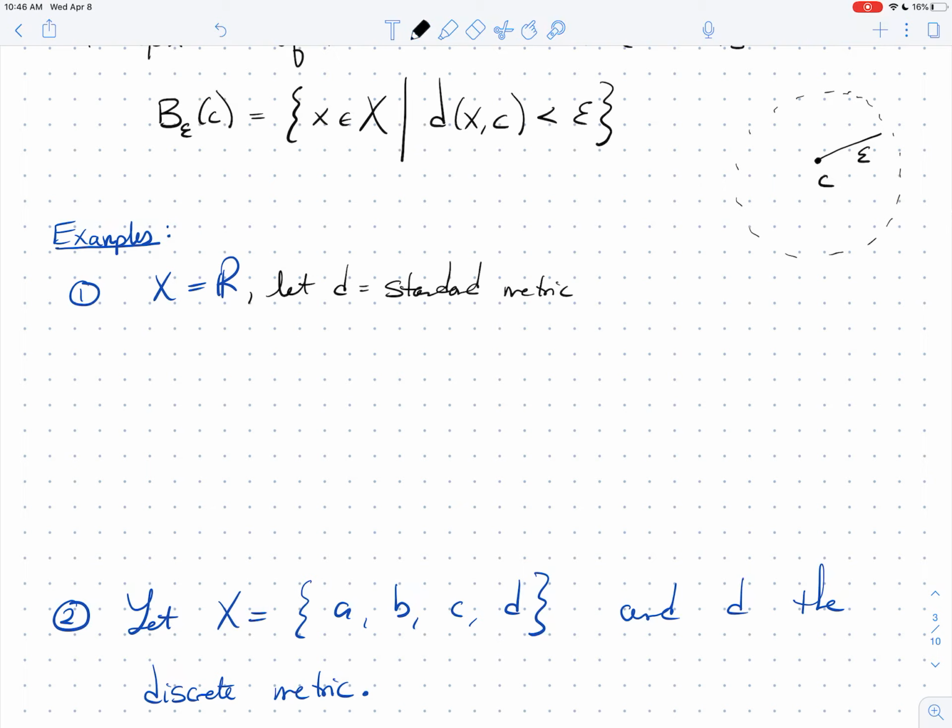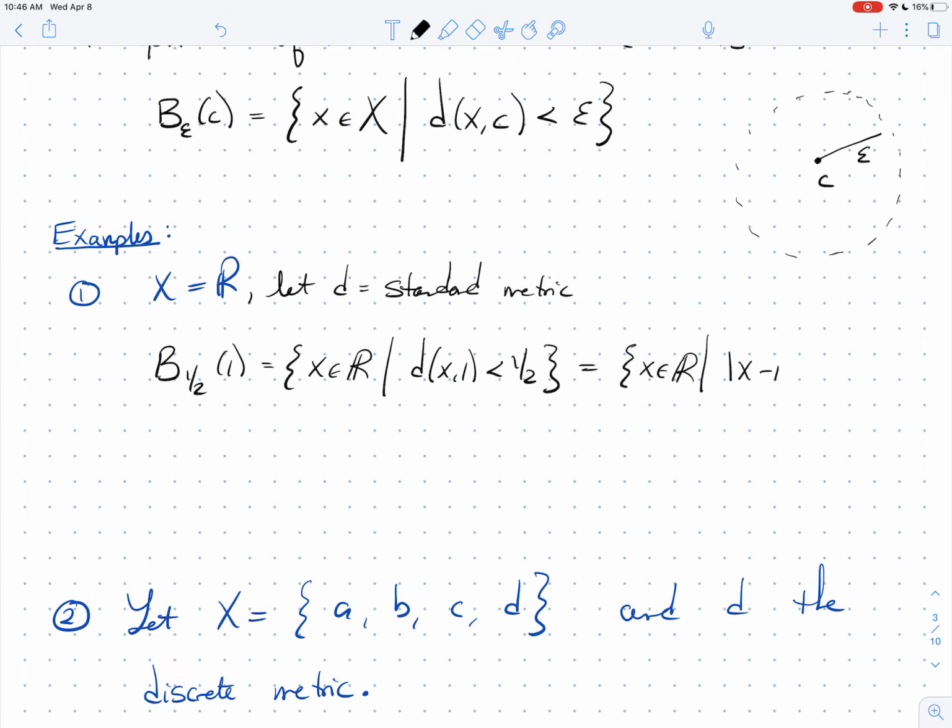So let's think about the standard metric over the reals. We might want to ask ourselves, what is the ball of radius 1/2 centered at 1? It's always nice to write down the definition. This is the set of real numbers x such that the distance between x and 1 is less than 1/2. That's the same thing as the set of real numbers x such that the absolute value of x minus 1 is less than 1/2.